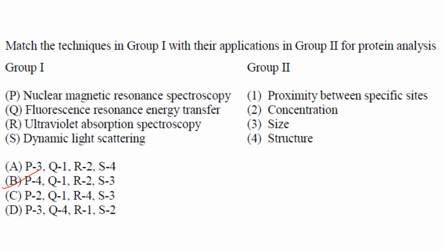Ultraviolet absorption spectroscopy, UV spectroscopy. R2, it is for concentration determination, that is concentration of proteins. Biuret test, Lowry test, all these depend on UV absorption spectroscopy. Dynamic light scattering, it is for size determination. So P4, Q1, R2 and S3 is the answer.